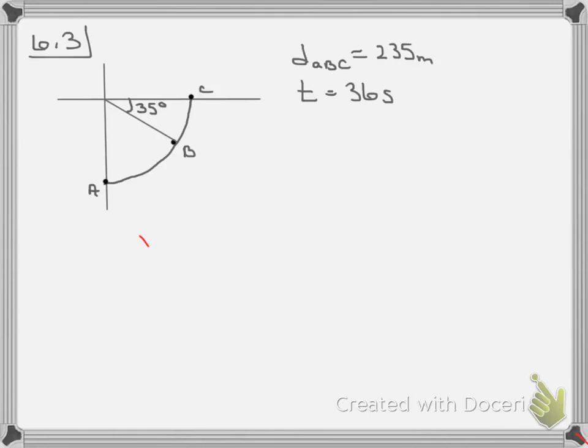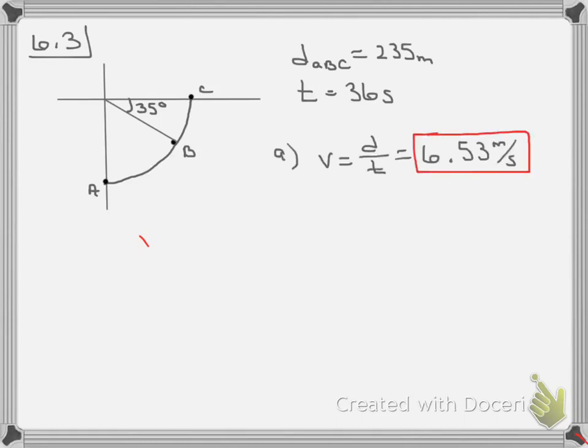So first, we want to find the average speed of the car. So speed is just distance divided by time. You take the 235 meters of the path, divide by the 36 seconds, and you get 6.53 meters per second. Now we want to find the acceleration of the car.